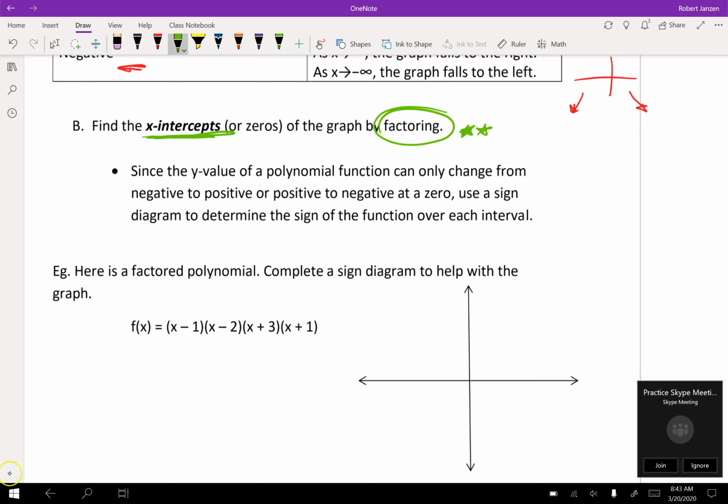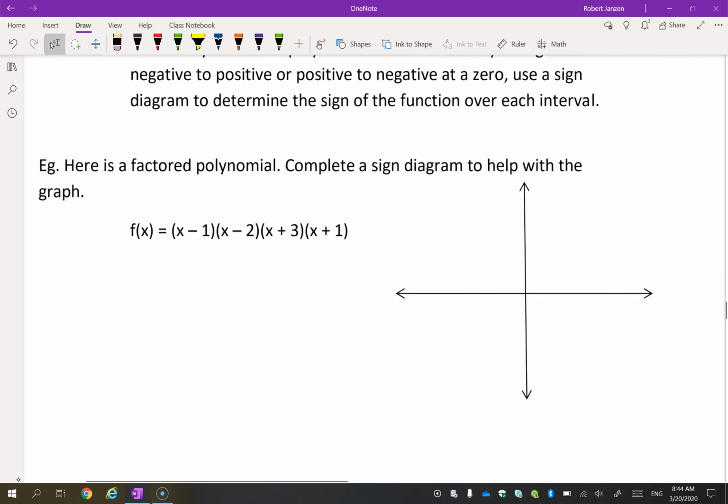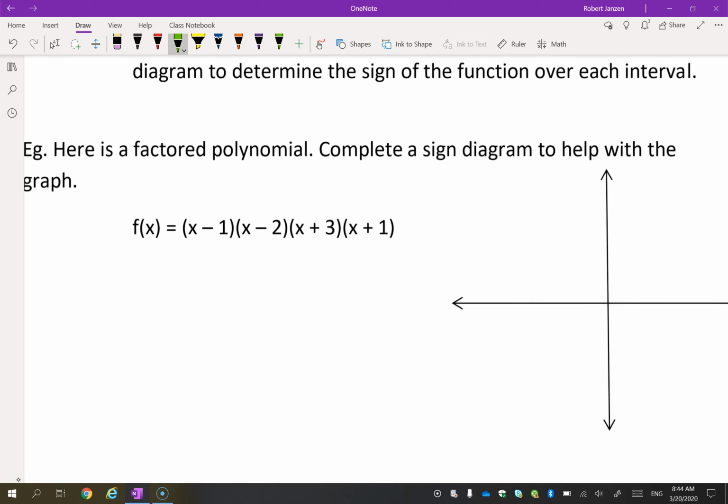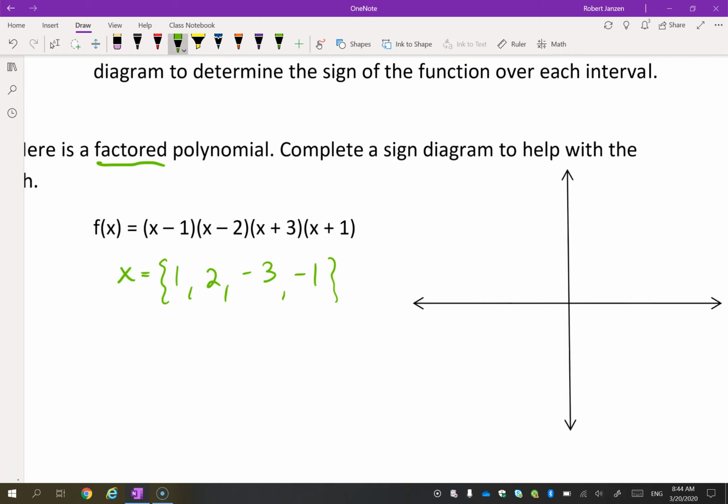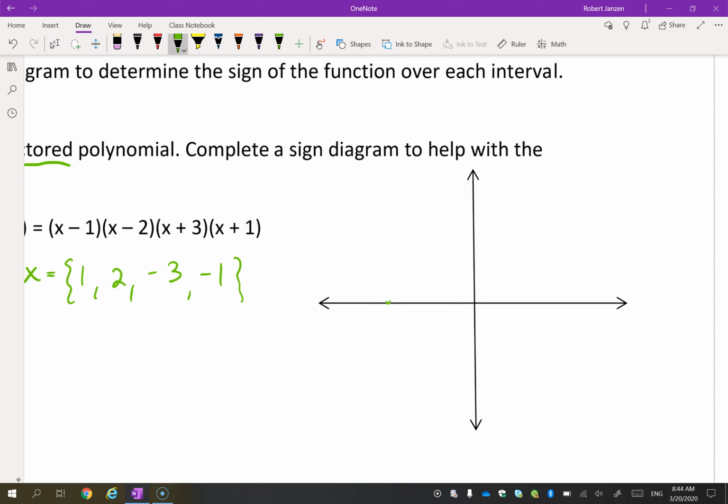Okay, let's get started on a polynomial. This one is already factored for you. You have the 4 factors here, which gives me my x-intercepts. If we make that equal to 0, then the x-intercepts are 1, 2, -3, and -1. So I could plot those on a graph. Let's put -3, -1, 1, and 2.